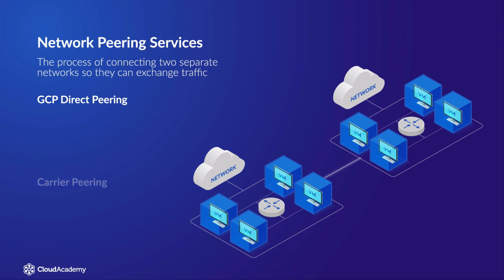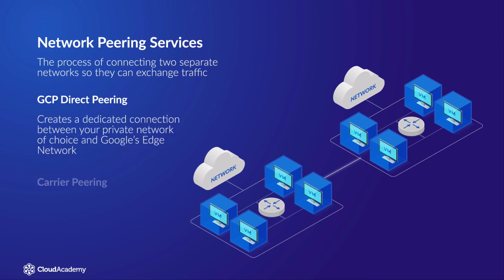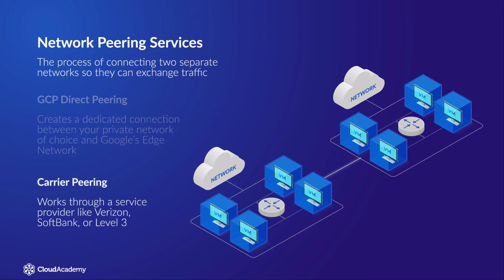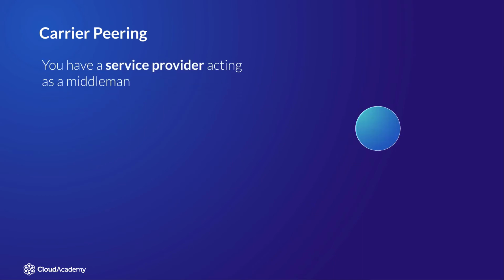Now, the former works by creating a dedicated connection between your private network of choice and Google's Edge network. And the latter, carrier peering, works through a service provider like SoftBank or Level 3 or Verizon. So in the case of carrier peering, you have a service provider acting as a kind of black box or middleman.